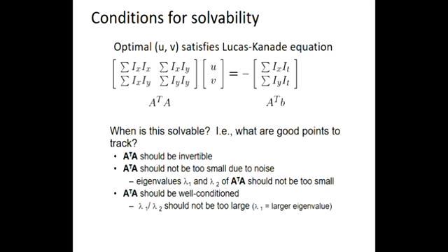And then likewise, you want it to be well conditioned. So if lambda 1 over lambda 2 is too large, so if one eigenvalue is much larger than the other, then it means that your solution can easily be wrong along that direction. So what is an interpretation of this? Where have we seen this recently?